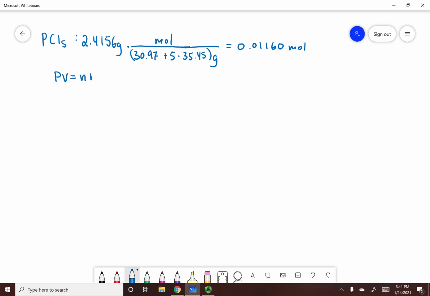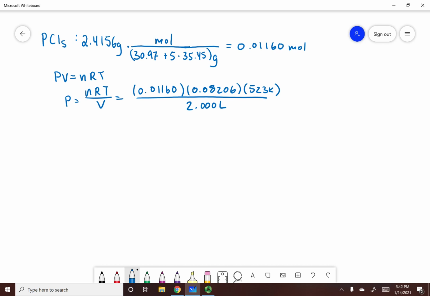So PV equals nRT. We can solve for pressure and insert our values. Be sure to put your temperature in as Kelvin. So we're going to take that 250 and add 273 to get 523 Kelvin. Once you put in all your values, you can crank out that calculation, and what you should get is a pressure of 0.2489 atm.